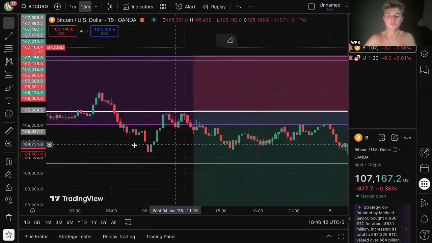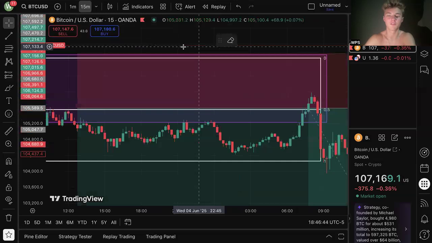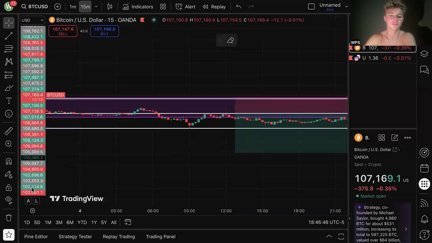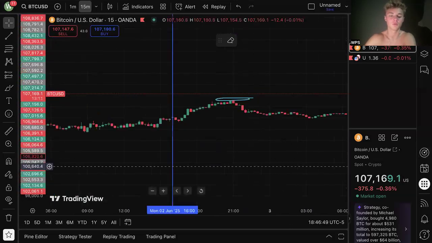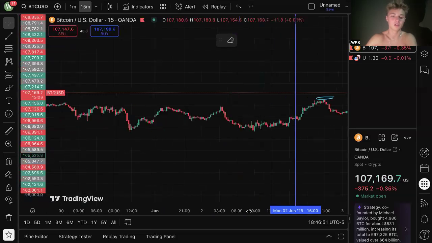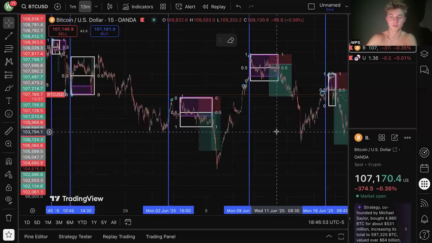So I would just move it up to where equilibrium is, 3.4, with a stop loss above here, take profit below, wherever the previous area of liquidity was.